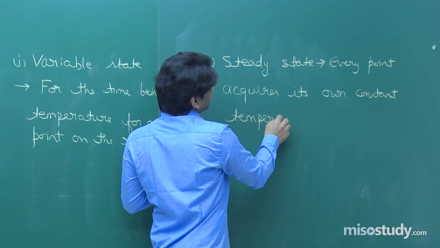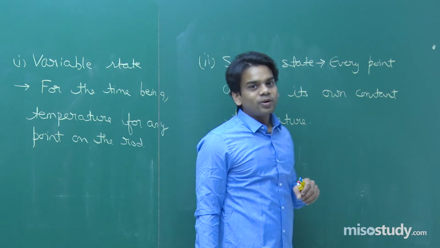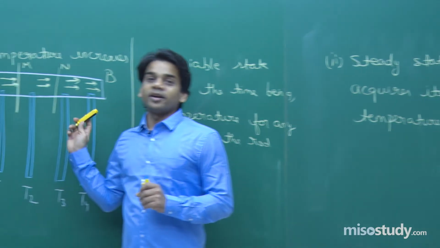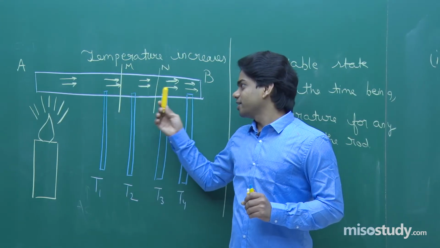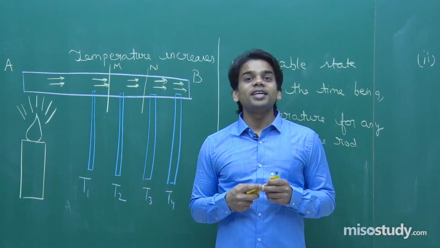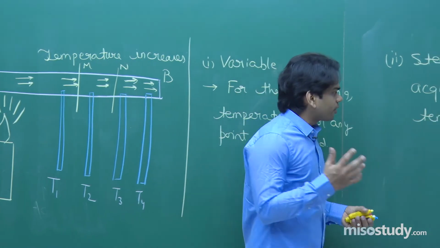So if end A is, let's say, 100 degrees Celsius and end B is maintained at 20 degrees Celsius, they will be maintained, and each point will have a temperature between 100 and 20. Let's say this is 80, this is 60, this is 40, this is 30, and so on. This is how the steady state will be obtained at each of the ends.